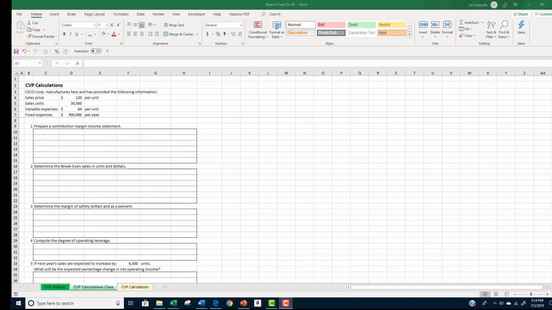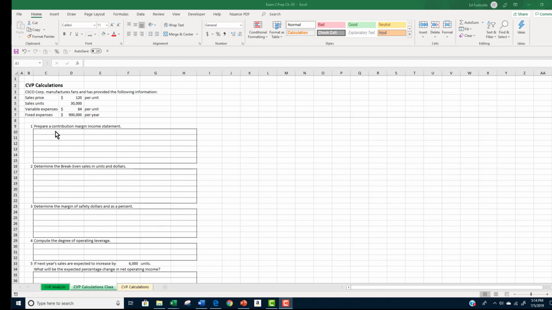Cisco Corporation manufactures fans and has provided us with the following information. Selling price per fan is $120. Sales for the period totaled 30,000 units, or fans. Variable expenses were $84 per unit, or per fan, and fixed expenses total $900,000 per year. We will answer 7 questions using this data. Let's get started.